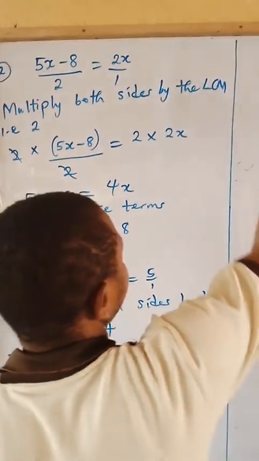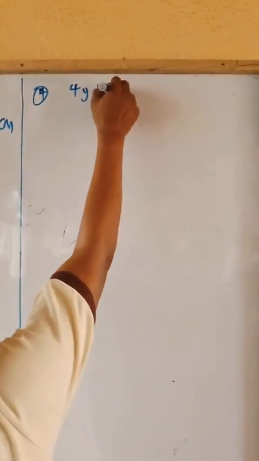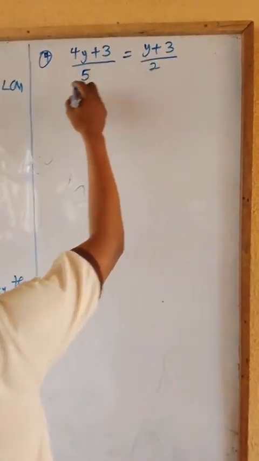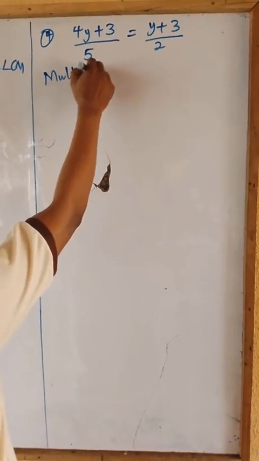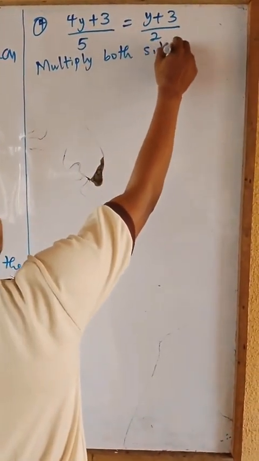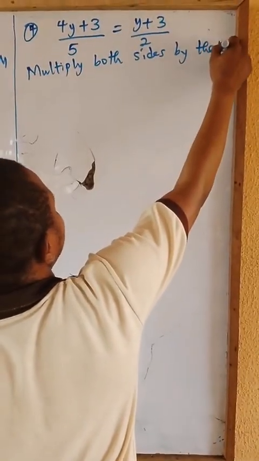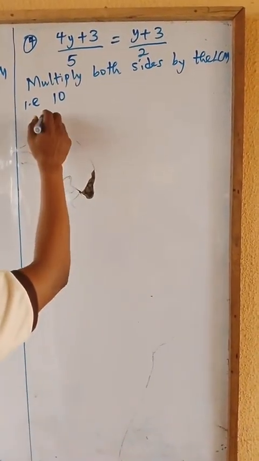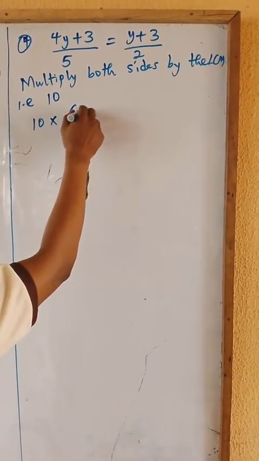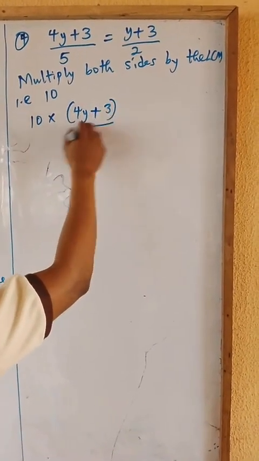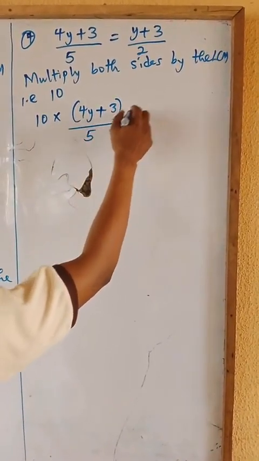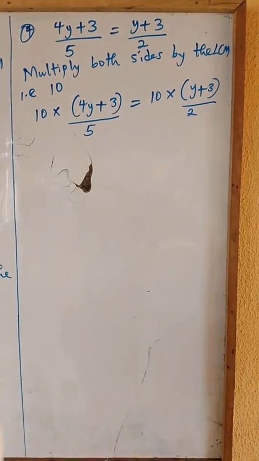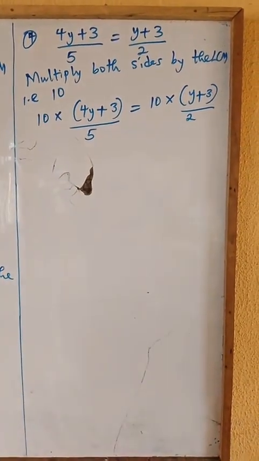Let's solve question 4. We have 4y plus 3 over 5 is equal to y plus 3 over 2. So we are going to multiply both sides by the LCM. And the LCM of 5 and 2 here is 10. Don't forget, we are going to have 10 multiplied by 4y plus 3, and we put it in brackets because it is an expression. Over 5 is equal to 10 times y plus 3, which we are still going to put in brackets as well because it is an expression.